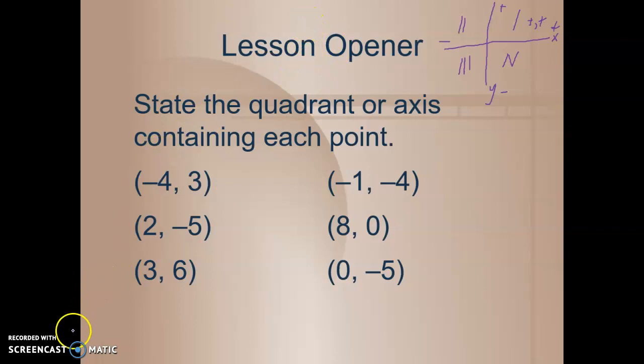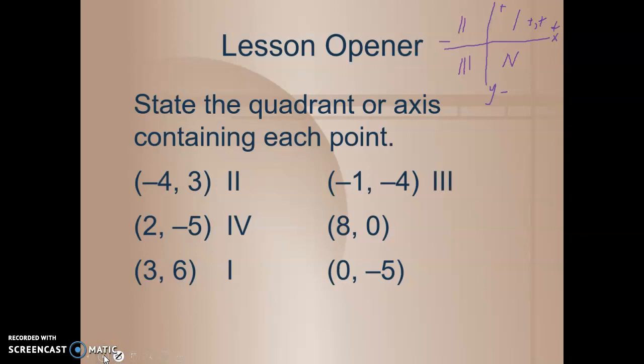Hopefully you said quadrant 2. What about 2, negative 5, I'm sorry. That is in quadrant 4. What about 3, 6? Positive, positive must be quadrant 1. Negative 1, negative 4. Negative, negative must be quadrant 3.